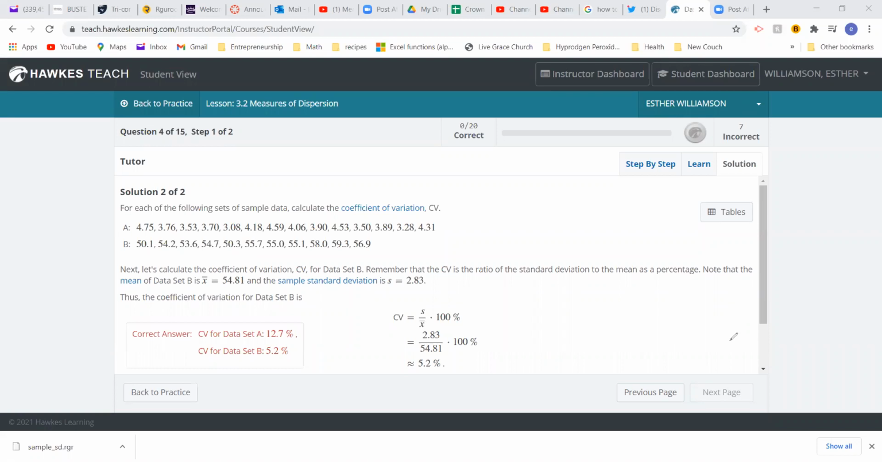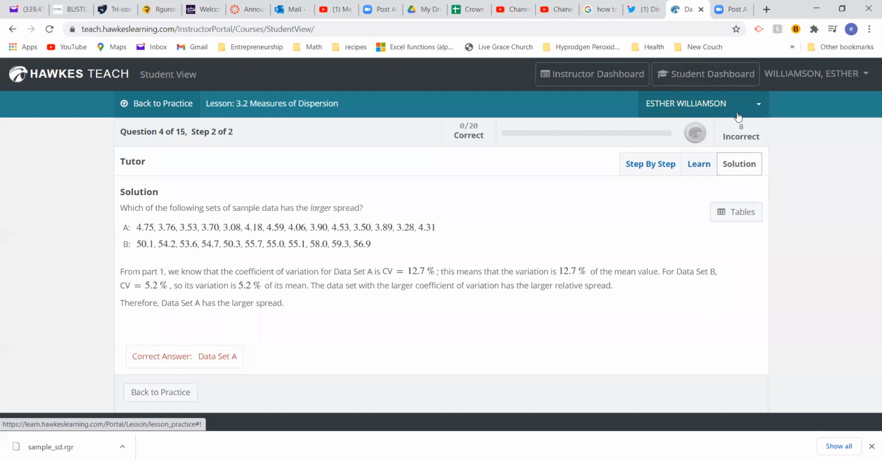So this was just asking to compute the CV for both data sets. So the next question was which data set had the larger spread? And that would be the one with the higher CV, which would be data set A. So those values are more spread out among the mean than data set B.